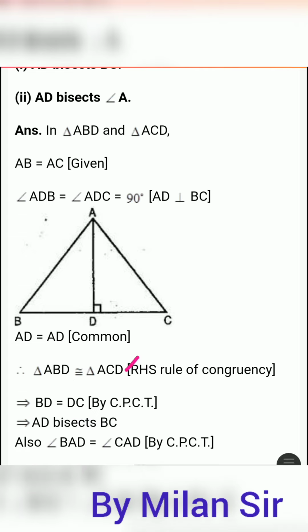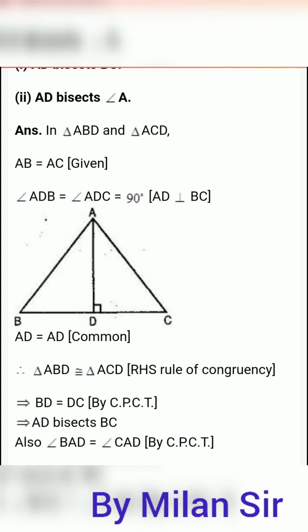So we can say that AD bisects BC. These two parts are the same. So from that we can say that AD bisects BC. AD divides BC into two equal parts BD and CD.